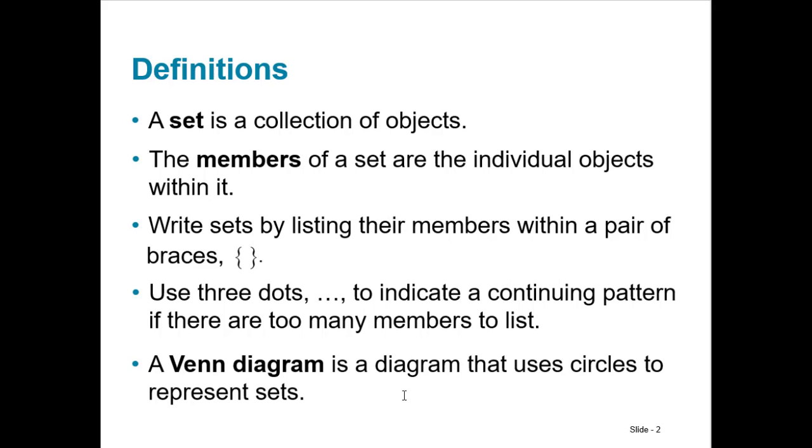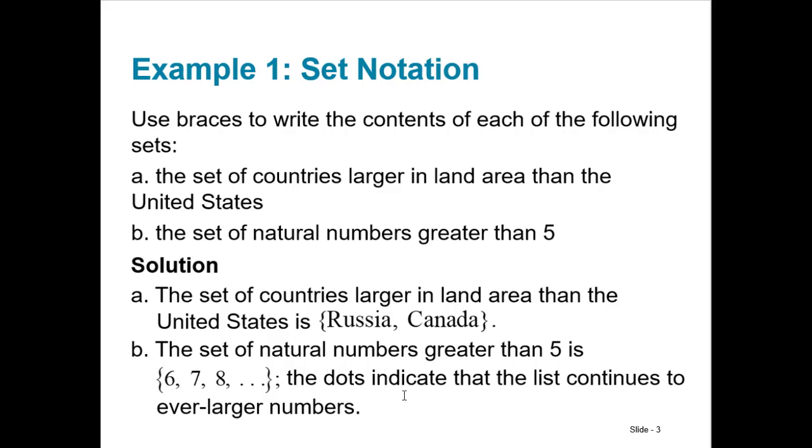And then a Venn diagram is just a diagram that uses circles to represent sets and how those sets interact with each other. Here's a simple example. Use braces to write the contents of each of the following sets. The set of countries larger in land area than the United States, or the set of natural numbers greater than 5. The set of countries larger in land area than the United States is only Russia and Canada. So those are two, right, in squiggly brackets.